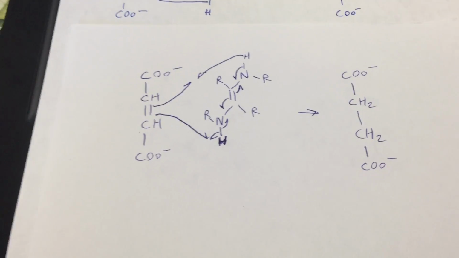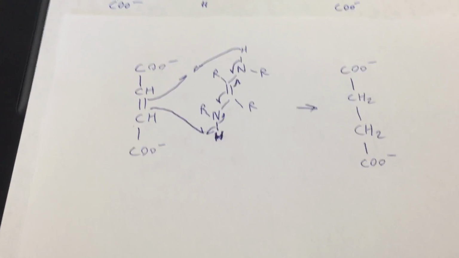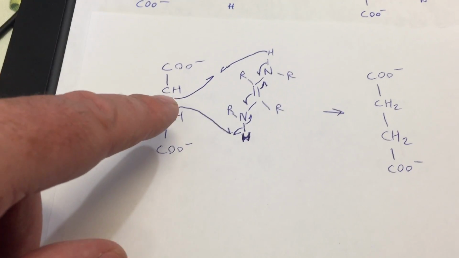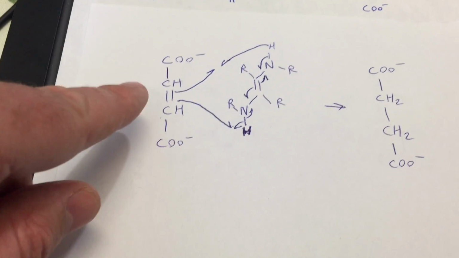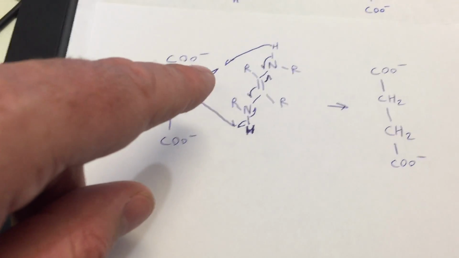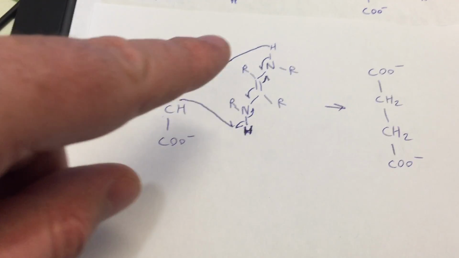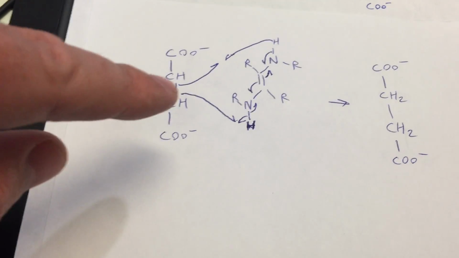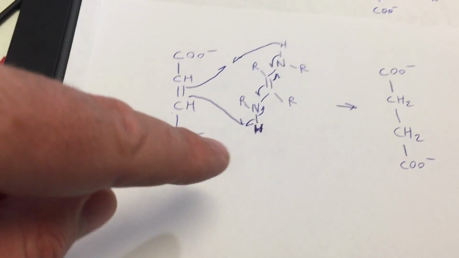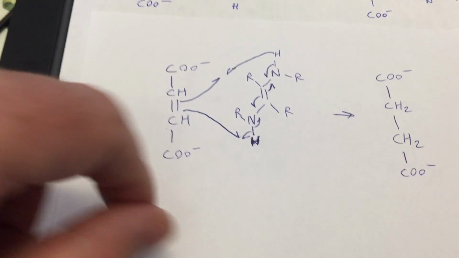Here I'm showing you the entire radical mechanism happening in one step. It could possibly happen in multiple steps. But basically what we're doing is we're taking the two electrons that are in the alkene here and splitting them up. So one electron is going to form a bond with one of these two hydrogens on FADH2. The other electron is going to form a bond with the other hydrogen from the other end of FADH2.